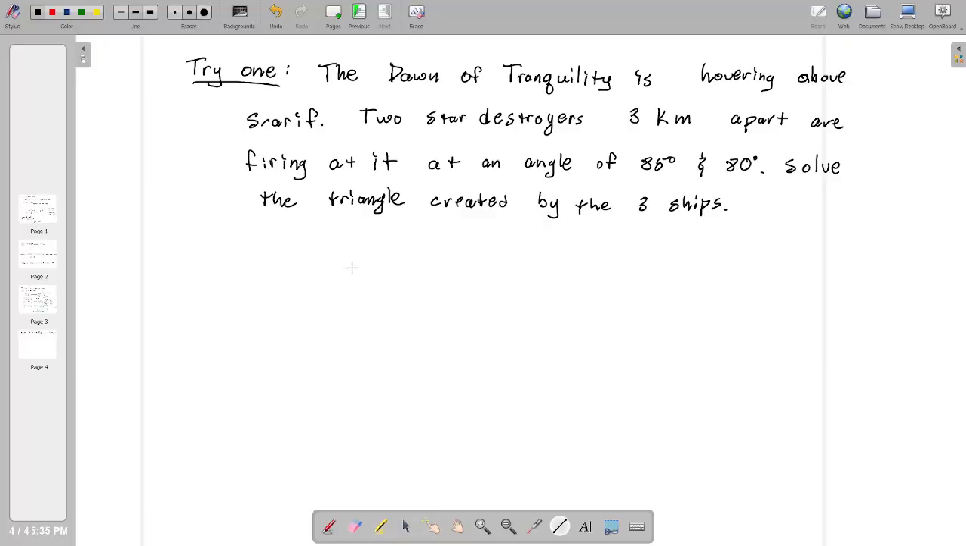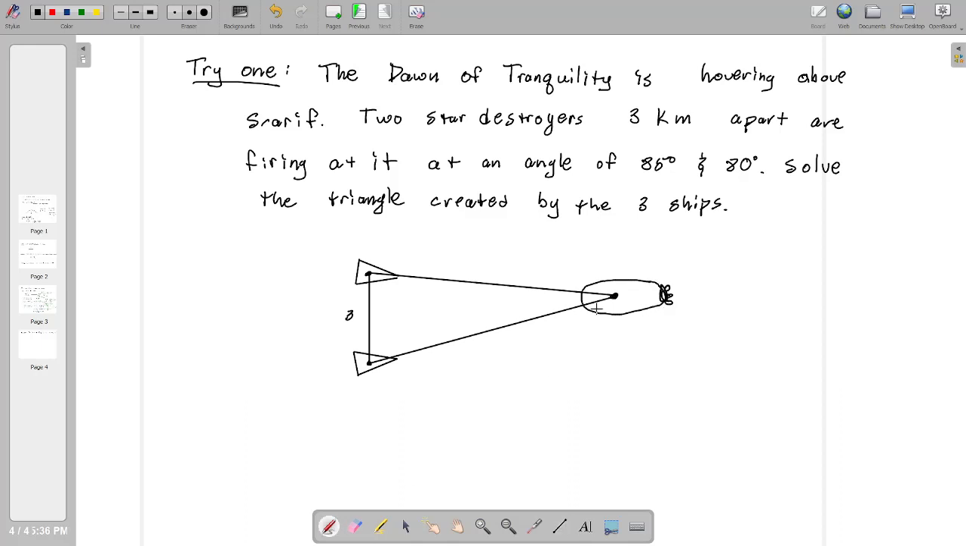We're going in. So we have 1 star destroyer here. We have another star destroyer here, which is 3 kilometers away. Say that it's 3 kilometers from the center. And then we have the Dawn of Tranquility. My artsy skills not coming out very well. This is the Dawn of Tranquility here. We know that this angle is 85 degrees and this angle is 80 degrees. So you need to solve for this side, and this angle.